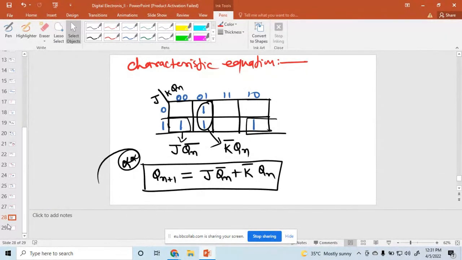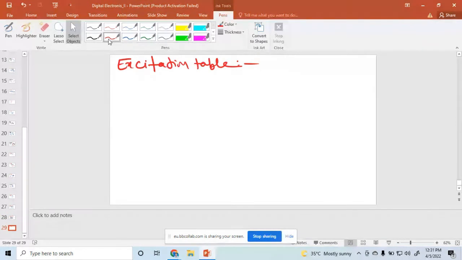Is that clear? Yes, sir. Okay. Then, how to write down the excitation table.